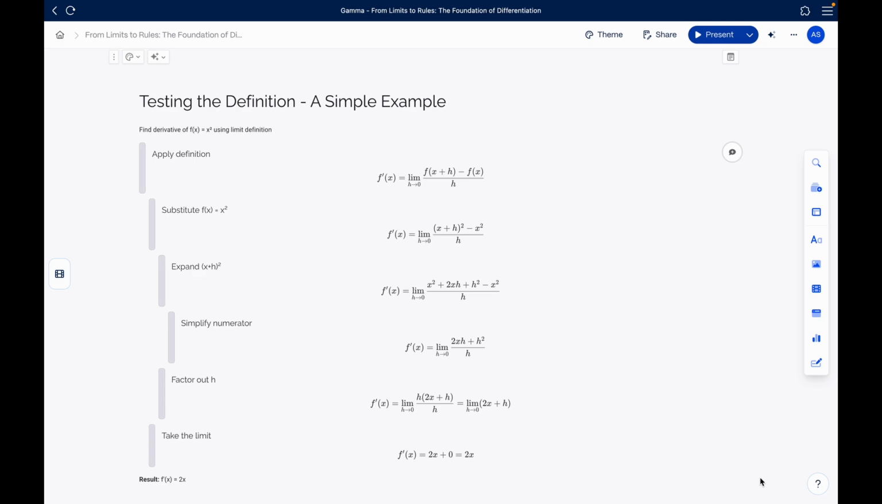Now, let's take the limit. If h is approaching 0, then 2x plus h becomes 2x plus 0, which is equal to 2x. And that's the result right over there. Now, if you didn't realize already, this is the same result you would have gotten if you had just used the power rule. So it's a proof that this actually works.